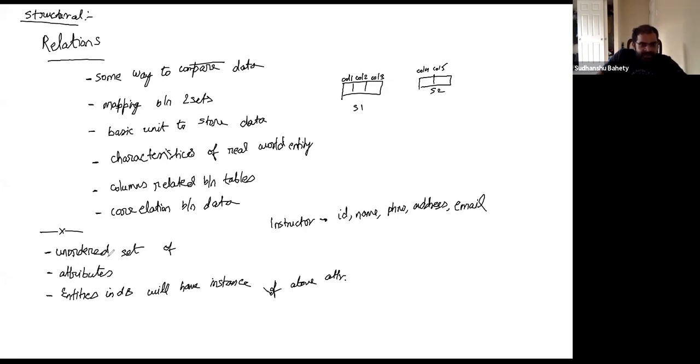And it is an unordered set, so ordering is not important. Like phone number can go behind, address can come first. But once you fix the ordering, that's the way the data should be.